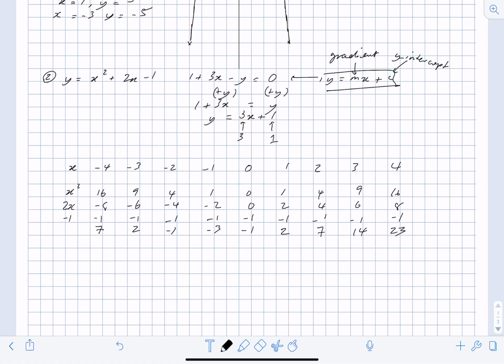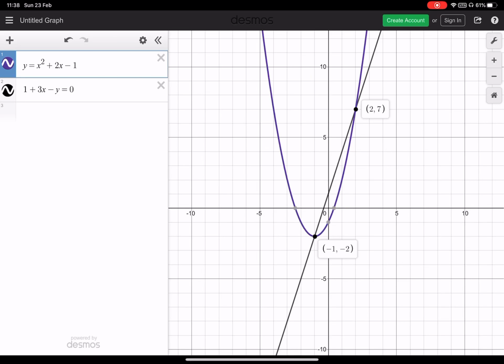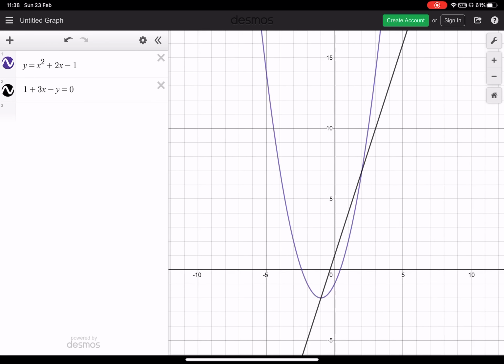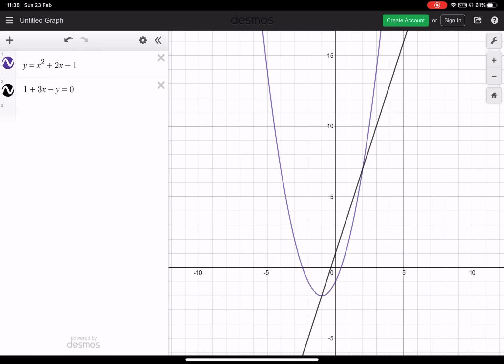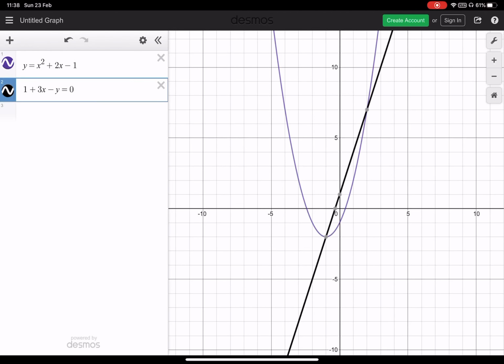Okay. So I can plot those out. Now, to save just a little bit of time, I'm going to use my friend Desmos. Yay, because everyone loves Desmos. So your graph should look something like this. But what we need to see is the two places where the graphs meet. So we've got this one, and we've got this place right here.